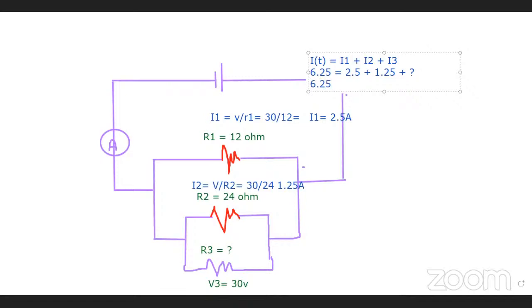Now what we are going to do is make I3 the subject. We are going to move 2.5 and 1.25 to the other side, and they are going to be subtracted there. So 6.25 minus 2.5, and then again minus 1.25, which is equal to I3. Fine. Now what does the answer calculate to? 6.25 minus 2.5 minus 1.25.